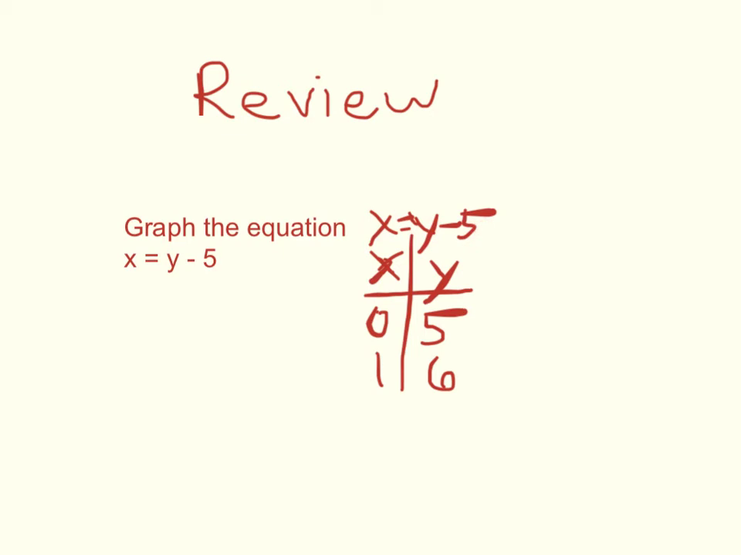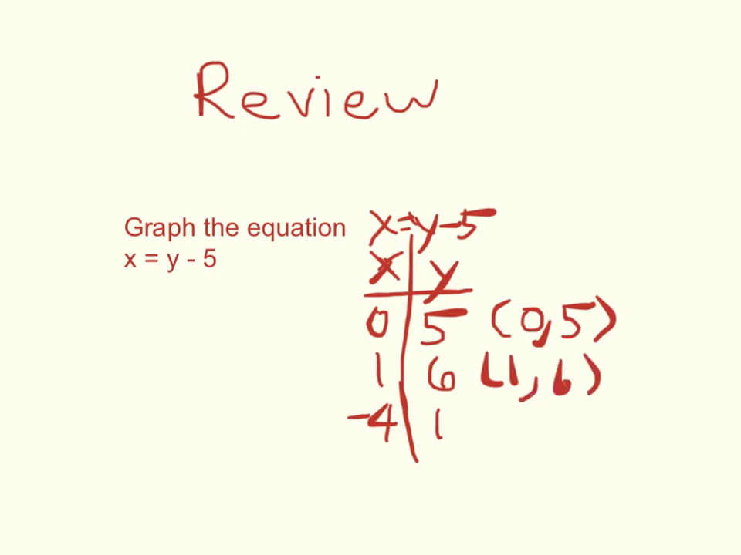And then let's choose a value of x equaling, I don't know, negative 4. What minus 5 equals negative 4? We would have 1. The next thing we do, if you remember, is we do what? Right, list the ordered pairs. So I'll take 0, 5 here, take 1, 6 here, and I'll take negative 4, 1.